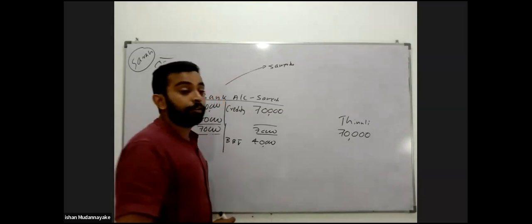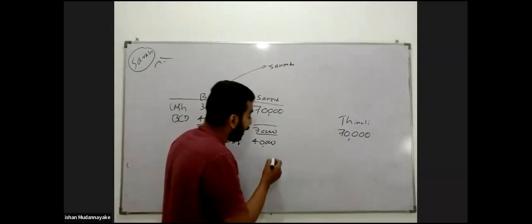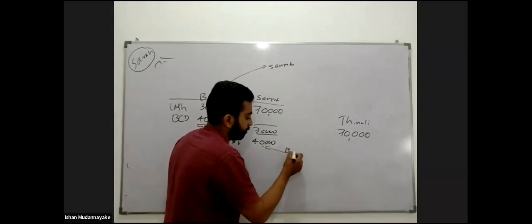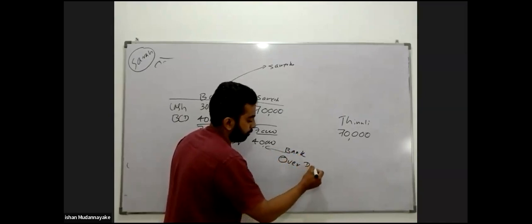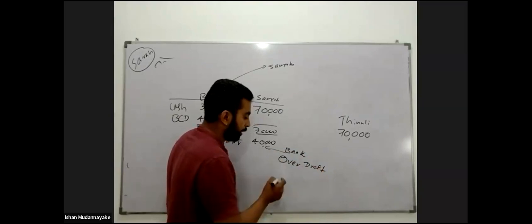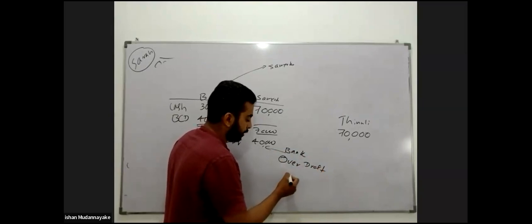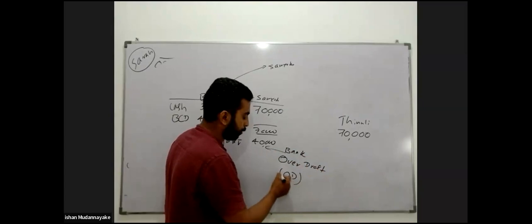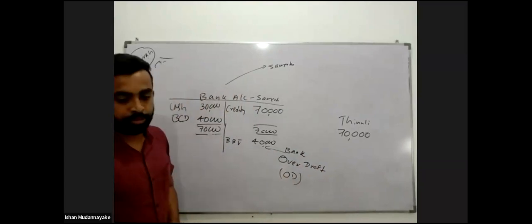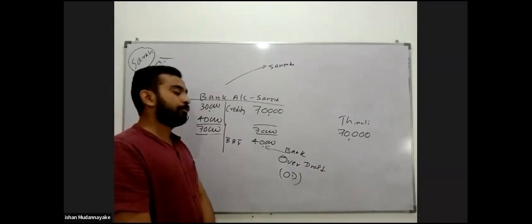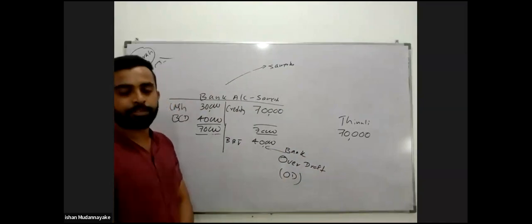The technical term for this 40,000 is called bank overdraft. In short, bank OD. Here, the bank overdraft balance is 40,000.